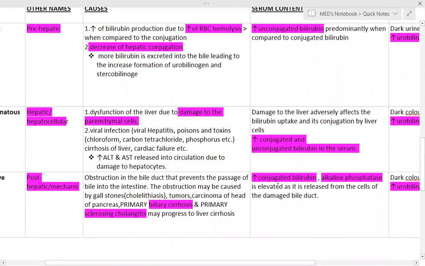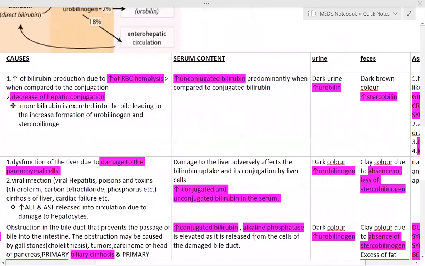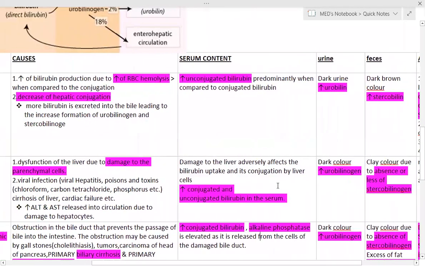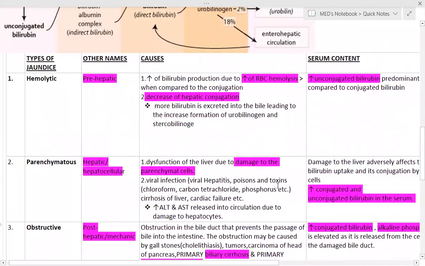Please remember whatever is highlighted in this with pink color. Please remember this. It's really very important for your exams. At least one or two questions can be asked from this topic.